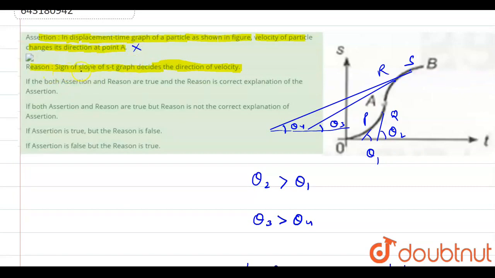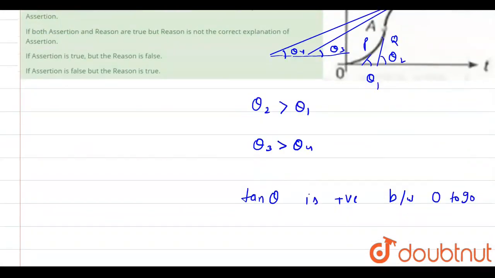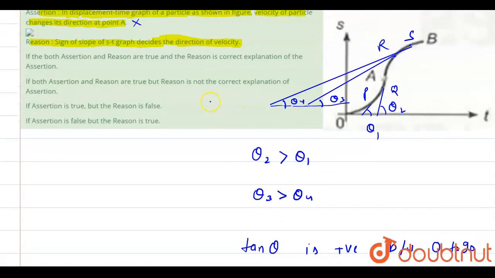While the reason says that the sign of the slope of the S-T graph decides the direction of velocity. Clearly, it decides the direction of velocity. We already proved that the slope gives us the velocity, and if the slope came out negative, then the velocity direction would have changed. But since the slope hasn't come out negative, the direction of velocity throughout this is positive and it is not changing. From this we can say the reason is correct, that the sign of slope decides the direction of velocity. So this is about this question. When we move towards the options, we can say that the assertion is false but the reason is true. So this is about this question.